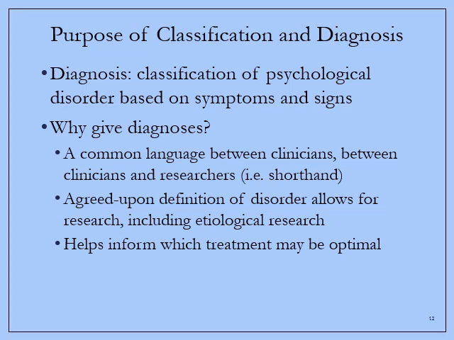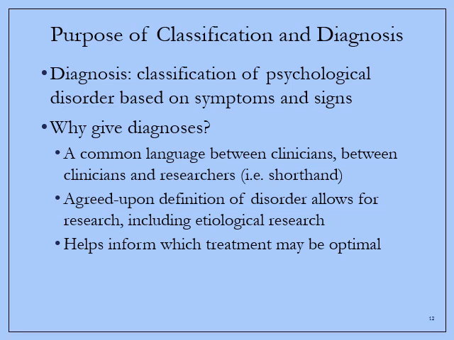It's also an agreed upon definition or shorthand for human behavior that allows ongoing research. So if you want to study anorexia, for example, we need an agreed upon definition of anorexia so we know we're all studying the same thing. And this includes etiological research, or research into the origins of disorders. And then finally, and most practically, it helps inform which treatment might be optimal.